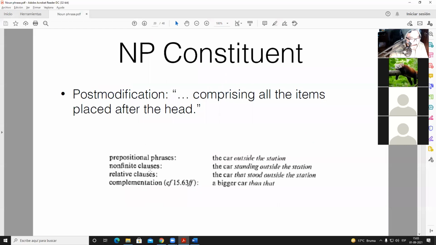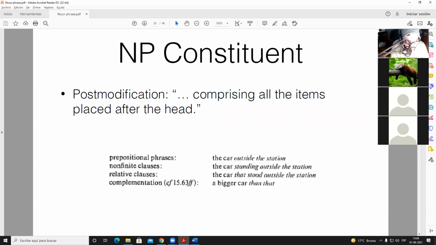Therefore, as you can see, non-finite clauses, the car standing outside the station, is our second form for the non-finite clauses as post modifiers inside of noun phrases. As with every non-finite clause, let me tell you that they are not just ing non-finite clauses, but they can also be ed, if the verb phrase is composed of a non-finite verb phrase in the ed past participle form.